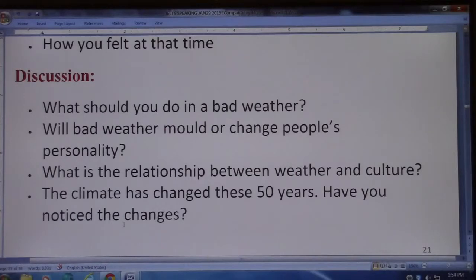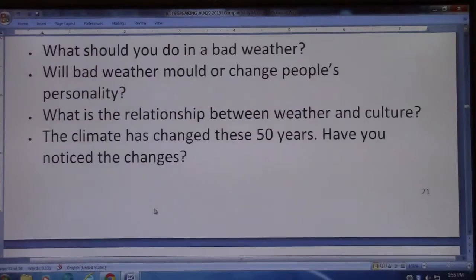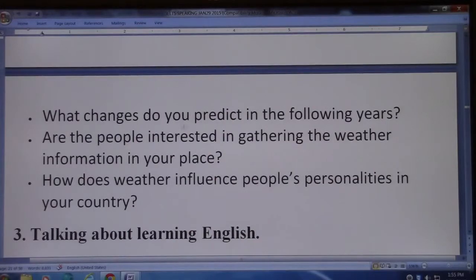What is the relationship between the weather and culture? Again, this builds into something that moves on for years maybe and may actually turn into a cultural thing. The climate has changed these 50 years. Have you noticed the changes? Have you noticed changes in the climate the past 50 years? Global warming, yes, is real and is coming. What changes do you predict?